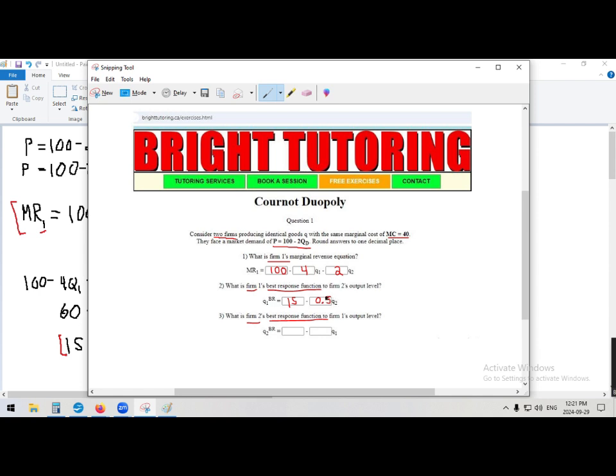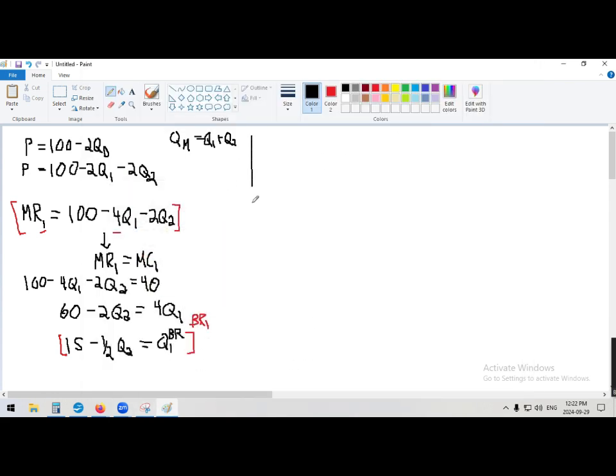And now for the last part of the question, we do the same thing, but from firm 2's perspective. So we do the same setup over here. We say marginal revenue of 2 equals marginal cost of 2. Marginal cost is the same, which is 40 for each firm. And for marginal revenue of 2, we do the same thing as for the first one, but instead of putting the doubling on the Q1, we put it on the Q2. So it's going to be 100 minus 2Q1 minus 4Q2.